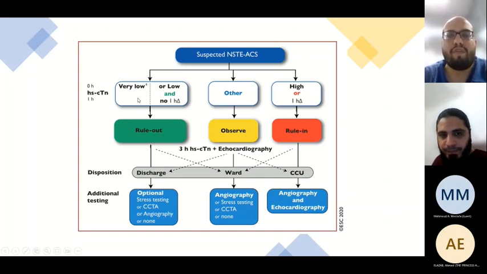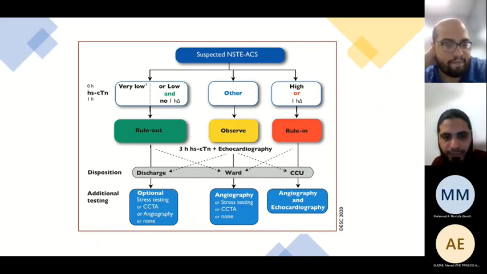If 0 and 1 are fine and the ECG doesn't show any changes, then this is ruled out. But that doesn't mean that the patient doesn't need further investigation. It means that it's ruled out as an acute event. Further investigation or not depends on the patient's background and the patient's risk factors. Is that okay? Yeah.